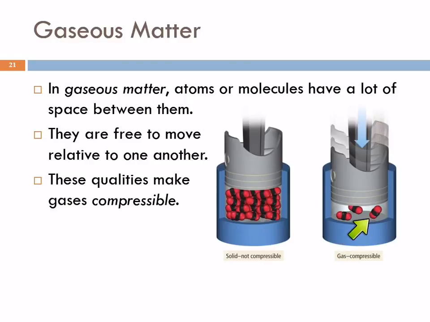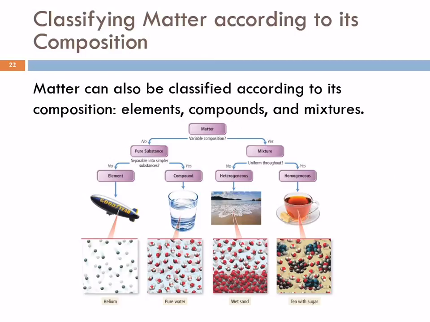Gases, though, have a lot of empty space between them. And so when you push down on this plunger, you can press the particles closer together. So the volume of gases can change, and the shape can change as well.